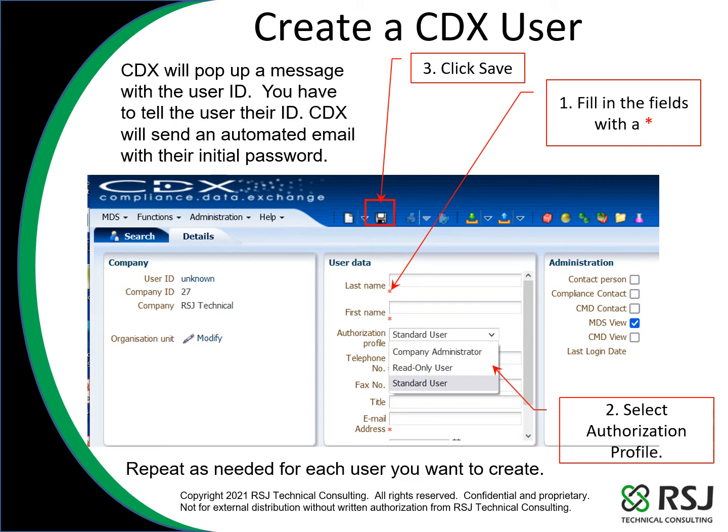And you can repeat this as many times as you need to create as many users as you want. So you click Save, you communicate to that user, you go back to the search screen tab and click Create User again and just create as many as you need.